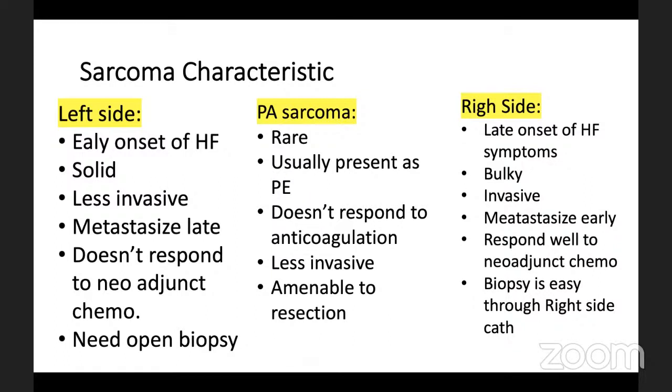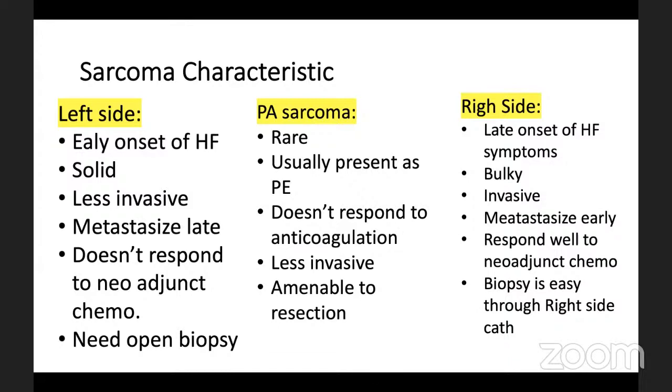So how can we differentiate myxoma from sarcoma, and how can we manage it? Left side sarcoma usually presents with early onset of heart failure symptoms. In contrast, myxoma is usually an incidental finding until it forms an obstructive pathway. Left side sarcomas are very solid and less invasive, so they don't invade the wall of the left atrium or, for example, the mitral valve. They metastasize very late in the course of the disease. Usually they don't respond to neoadjuvant chemotherapy, and you may need an open biopsy to confirm the left side sarcoma.